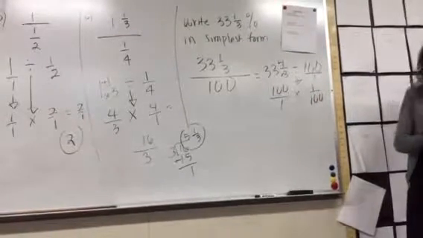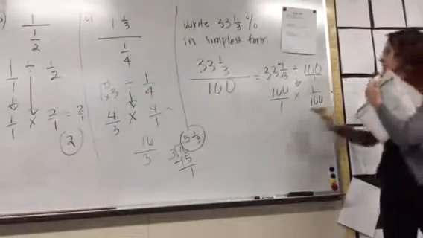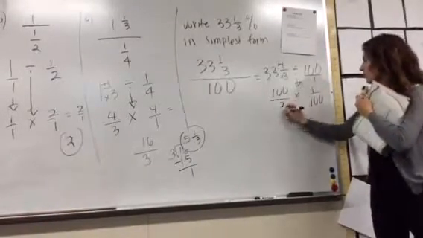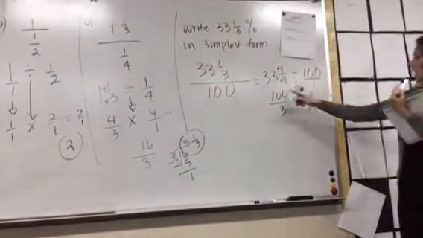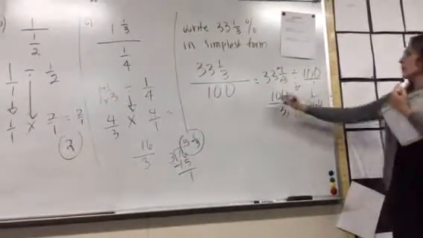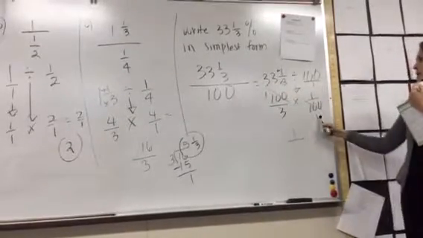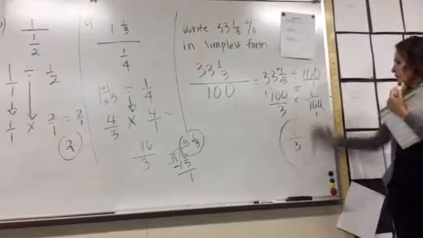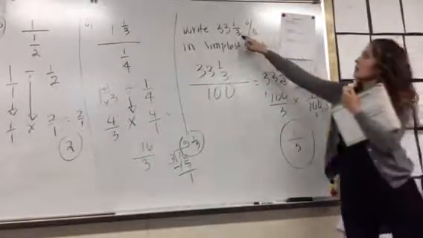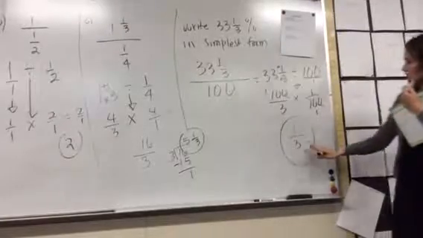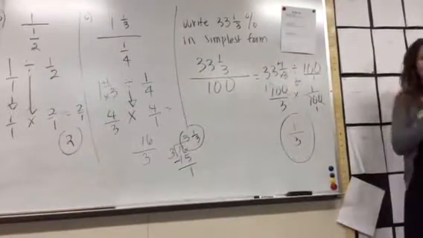Okay? Yes. Oh, I'm sorry. Why did I put a 1? I'm looking over here. Sorry. Much better. Thank you. So here I get, oh, I can cross cancel. I love that. 1 times 1 is 1. 3 times 1 is 3. Done. 1/3. And that is 33 1/3 percent in simplest form. It is 1/3. And that is how you do the percent ones.